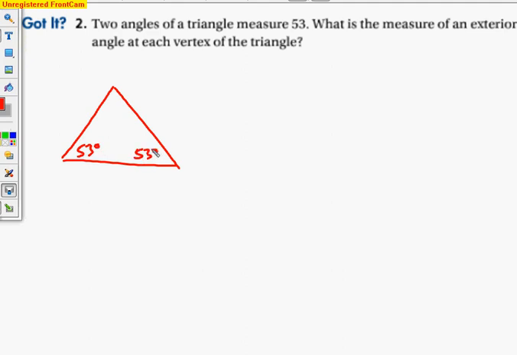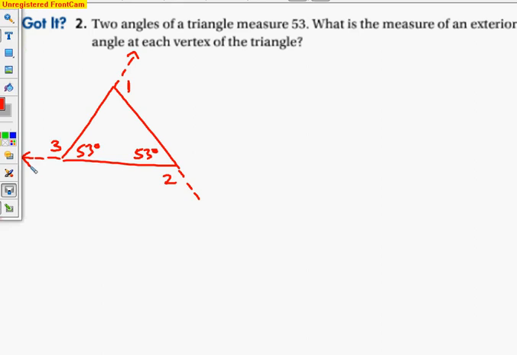Here's 53 degrees. There's 53 degrees. Now, let's extend each side to create 3 exterior angles. So the extension is going to be like this. I'm going to extend that side. So there's angle 1. I'm going to extend this side down here. There's angle 2. And I'm going to extend this side right there. There's angle 3. Okay. So what I want to do is find the exterior angles at each vertex.